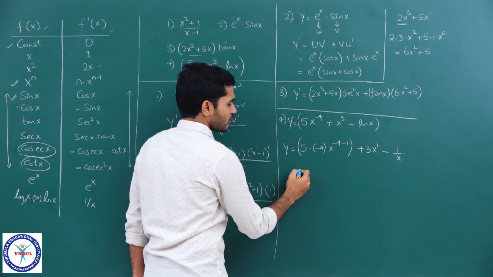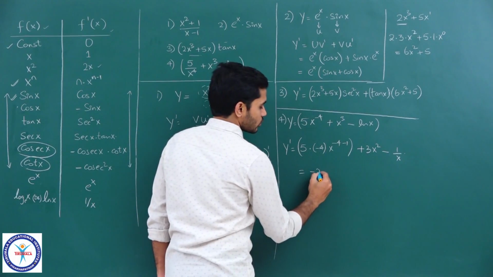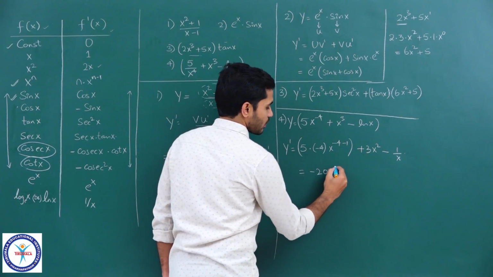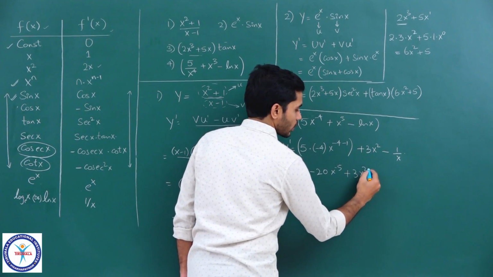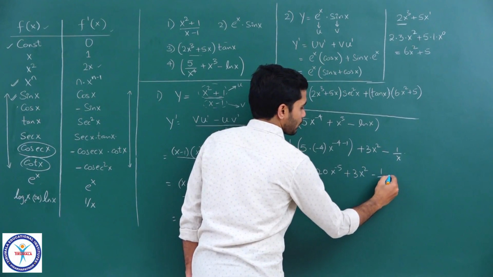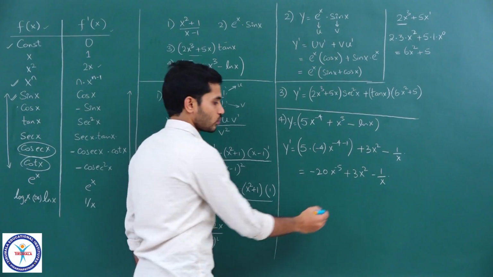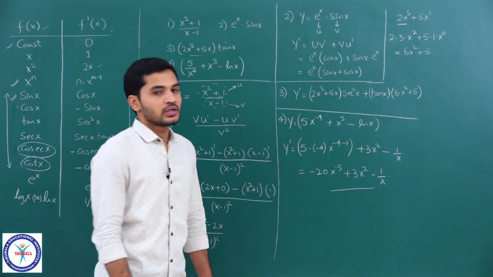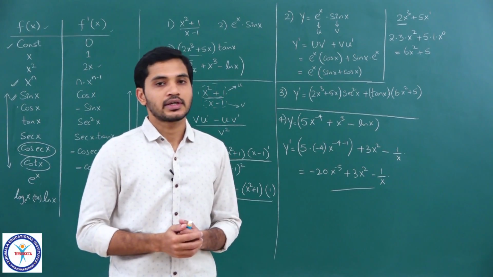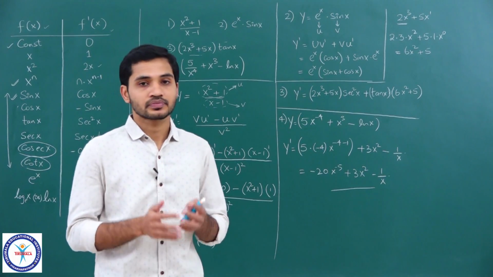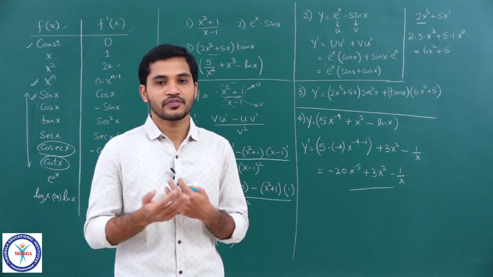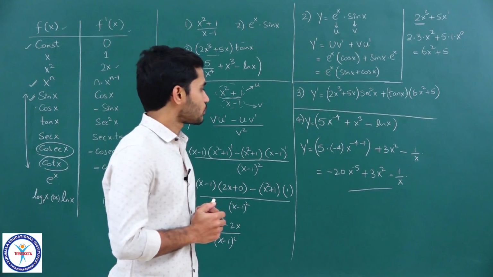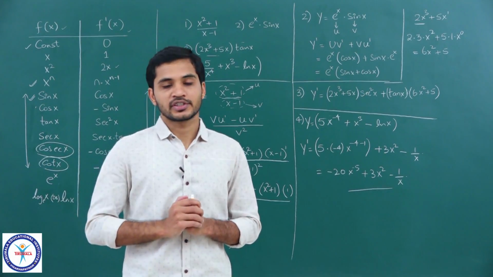If you want, you can simplify this expression and write it down. So, minus 20 x power minus 5 plus 3x square minus 1 by x. So, that would be the result eventually. So, that is what we discussed in last class. That is how we apply derivatives when we have sum, product or division of different functions. Clear? So, now let us learn a different concept.